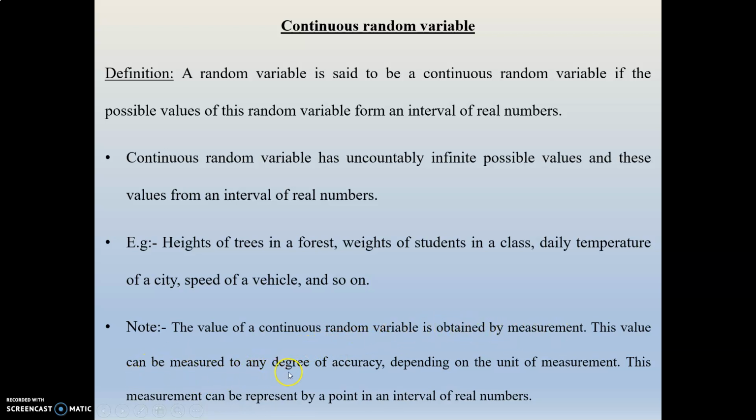This value can be measured to any degree of accuracy depending on the unit of measurement. This measurement can be represented by a point in an interval of real numbers. So it will lie definitely in the real number system and inside some interval. That is why this is called a continuous random variable. Uncountably infinite possible values will come in the range set. So this kind of function is called a continuous random variable.